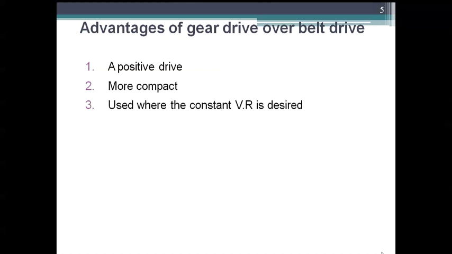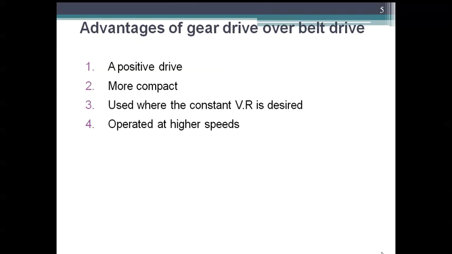So here we will see the main advantages of the gear drives. Gear drive is a positive drive, which means there is no slip in the gear drives. So it is more compact because the center distance between the two shafts is less, and used where the exact constant velocity ratio is desired. Where there is no slip, there is no change in velocity ratio.